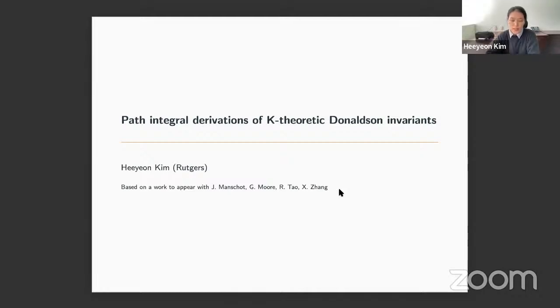Thank you. Thanks a lot for the invitation to speak here at one of the seminar series. Today, I'm going to talk about an upcoming work with my collaborators, Jan Manschot, Greg Moore, Rongkai Tao and Xinyu Zhang, which is about computing some observables in five-dimensional supersymmetric gauge theories.